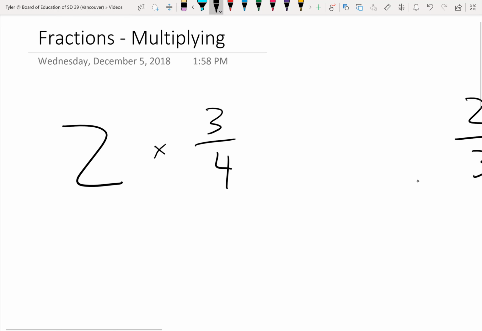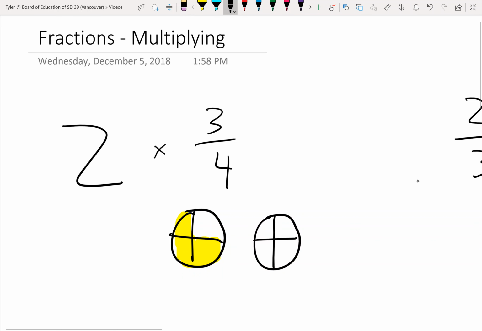So, 2 times 3/4. Well, if it was just 2 times 3, that would be 6, right? 2 groups of 3. What we're doing instead is we're saying 2 groups of 3/4. So if I wanted to draw a picture for that, just to make it a little clearer, that means I have 3/4, but I'm multiplying it by 2, so making 2 of those.